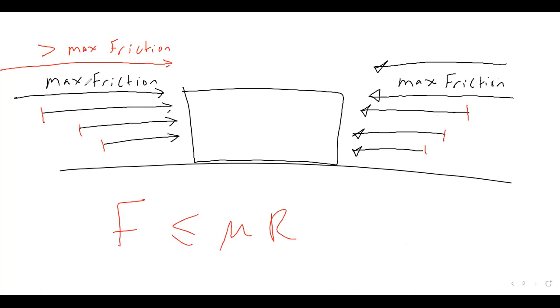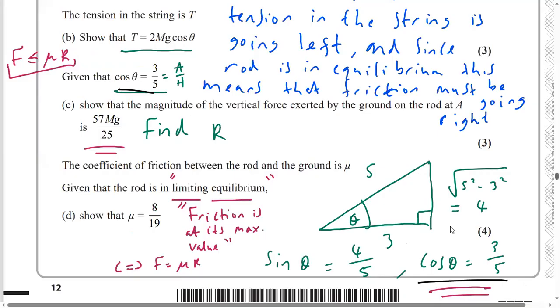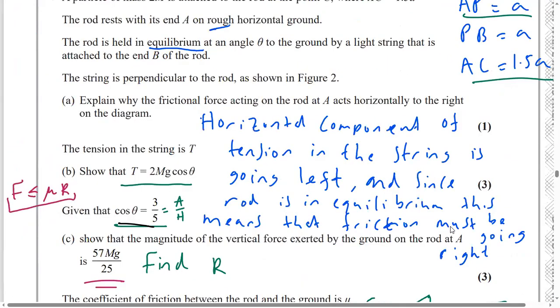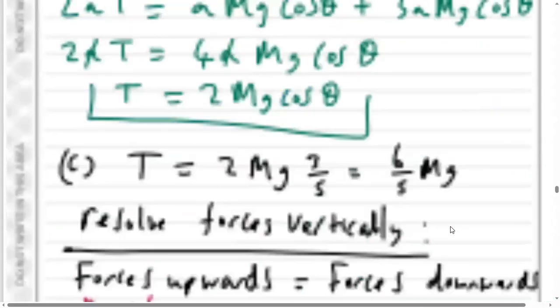So the friction acting on the rod or on the block in this diagram here, but in our exam question, we're talking about the rod. So the friction acting on the ground down here is at its maximum value. So friction is equal to mu times R. Okay, so now we're going to try and show that mu is 8 over 19. Let's have a go at this.